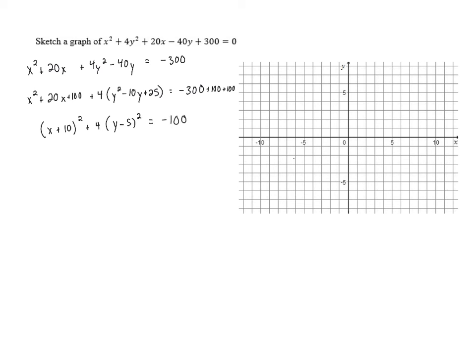It's negative 100. And unfortunately, at this point, we can see that there is going to be no solution because it's impossible to take a couple of perfect squares and add them together and end up with a quantity that is negative. So in this case, there is no solution, which means there is no graph at all. It's an empty graph, no solution, and that's that.